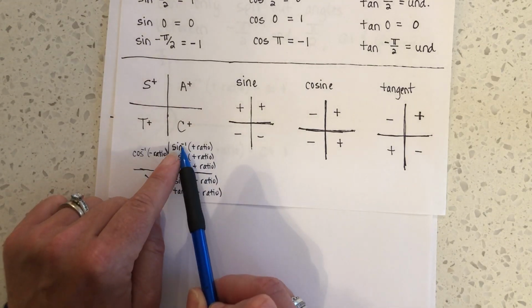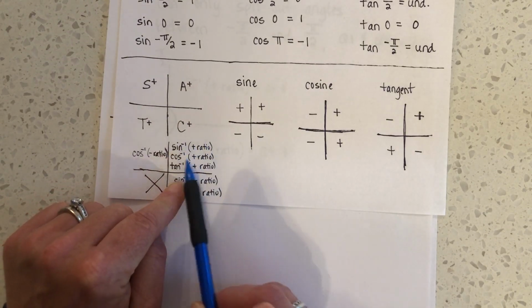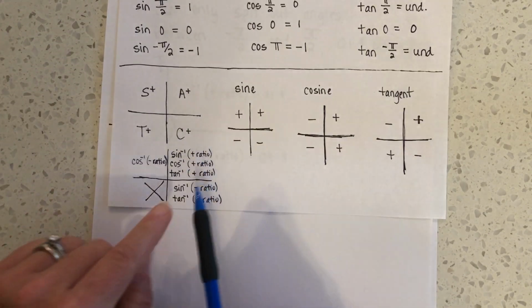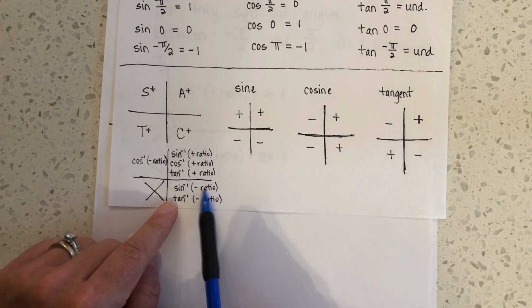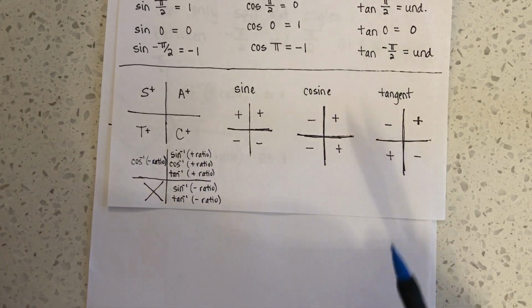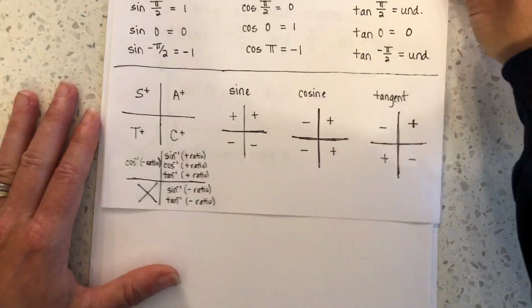Right now, we just know that the inverse sine of a positive ratio gets you an angle in quadrant 1, and the inverse sine of a negative ratio gets you an angle in quadrant 4. That's the only one we've learned so far. All right, let's try some examples.